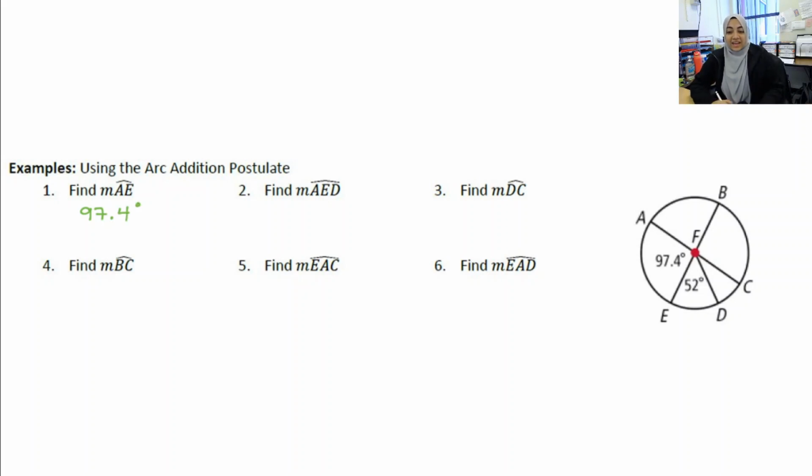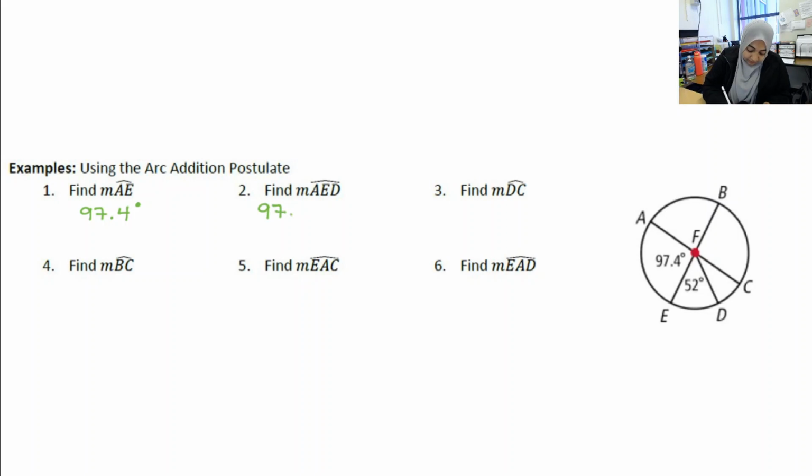Measure of arc AED. So I start at A, I travel through E, and I stop at D, which means the angle that's created is that right there, okay? So AED is going to be that angle measure right there, which is together 97.4 plus 52 degrees. And I'm going to write that down so whenever we go back and look at our notes, we know where this comes from.